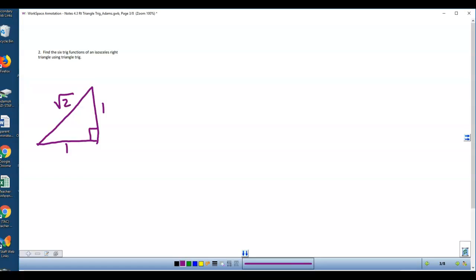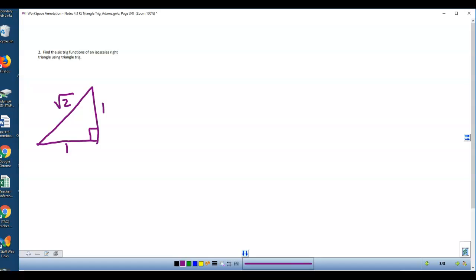Okay? So how do I know that? Well, I know that the pattern is a square root of 2. So if a is 1, then this has to be 1 times root 2 or just root 2. So now we go through and we do it all again.